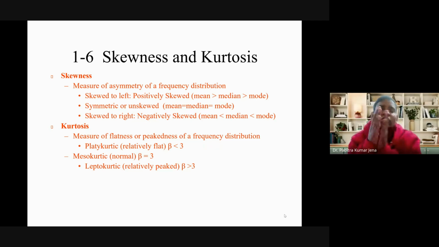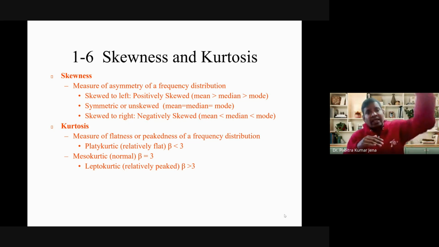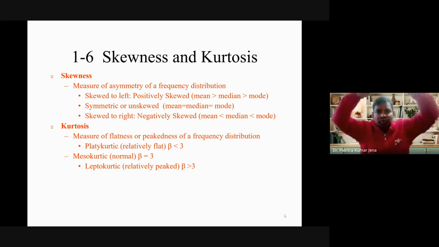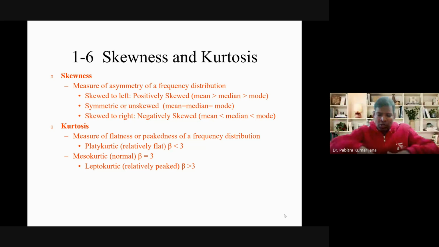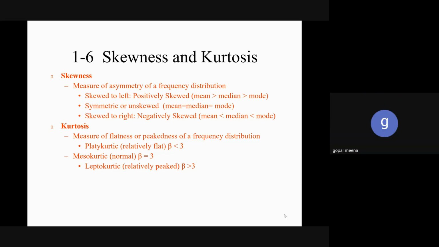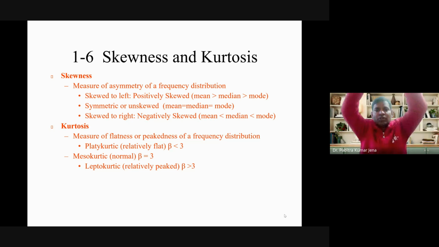Skewness shows to which side the distribution is skewed, whether it is positively skewed or negatively skewed. If it is positively skewed, it is skewed to the left. If it is negatively skewed, it is skewed to the right. But kurtosis shows the height, whether it is more peaked or more flat. Are you getting the point? It is not about from which side it is.